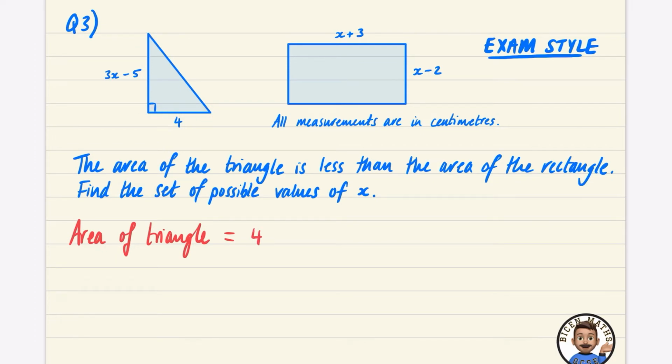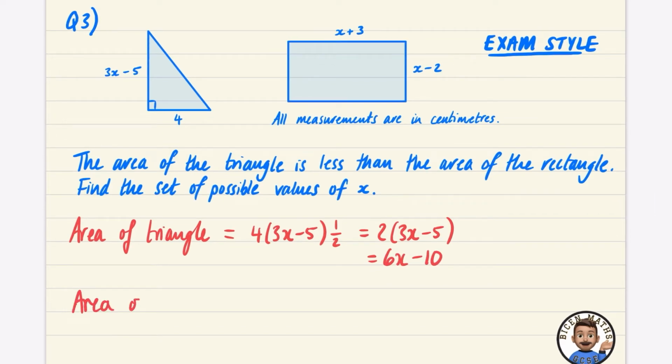So the base is 4, the height is 3x minus 5, and dividing it by 2 is the same as multiplying it by a half. So I'm going to do first of all the 4 times the half, which is just a 2. So it's 2 brackets 3x minus 5, which is 6x minus 10.